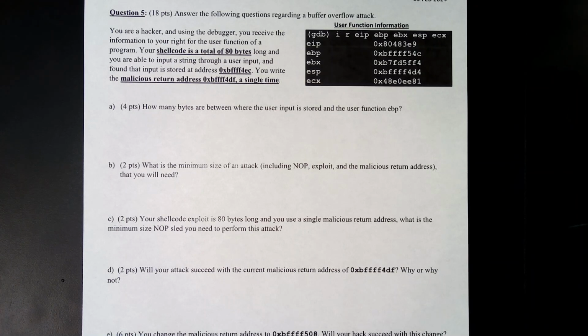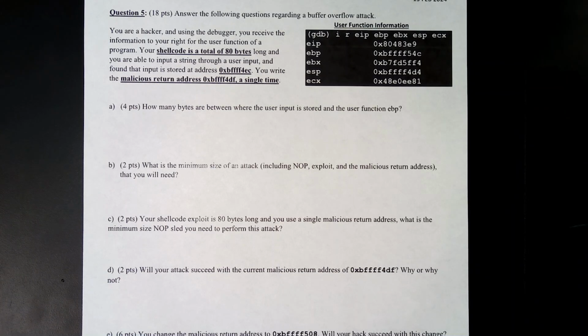Okay, on to the last problem, question 5. We're given some information from the debugger on the right there about some addresses and the code in the stack, and then some information about our shell code and where the input is stored in memory. And we're going to use a malicious return address of a particular value a single time. So this is a buffer overflow attack question.